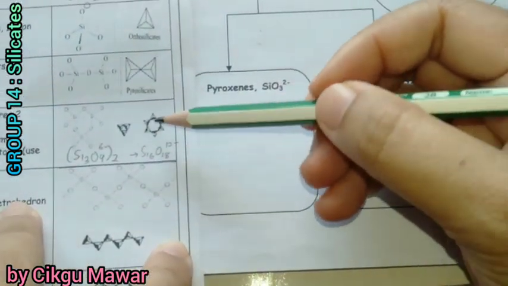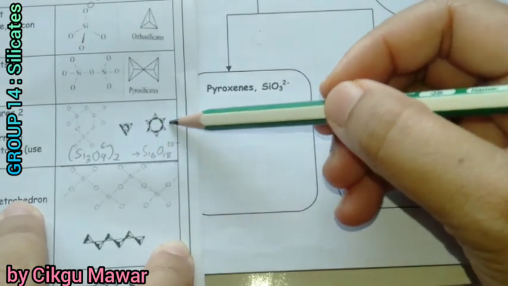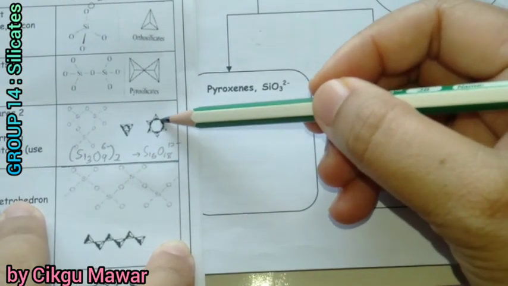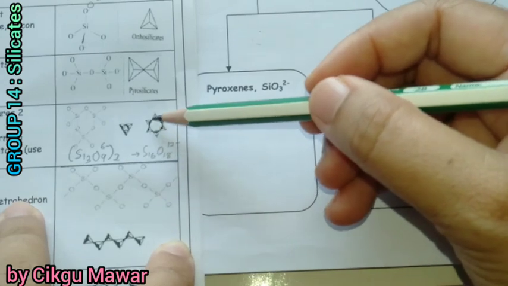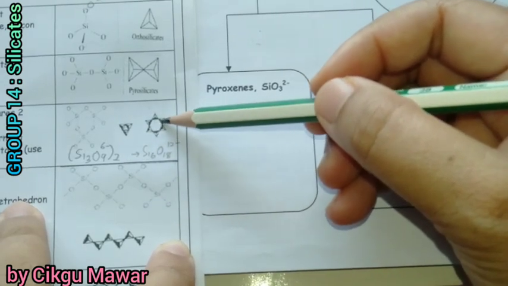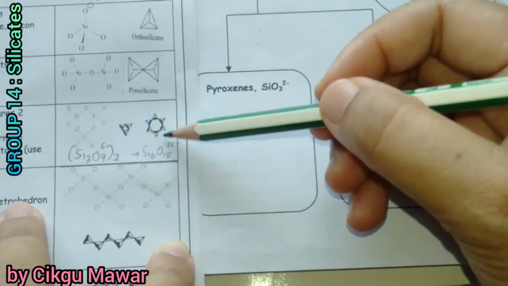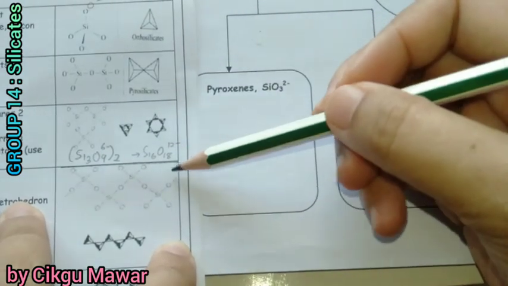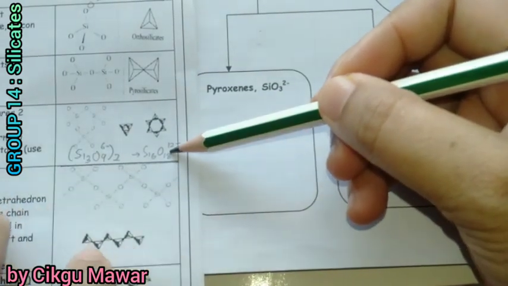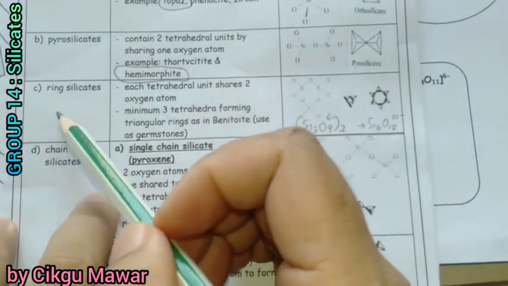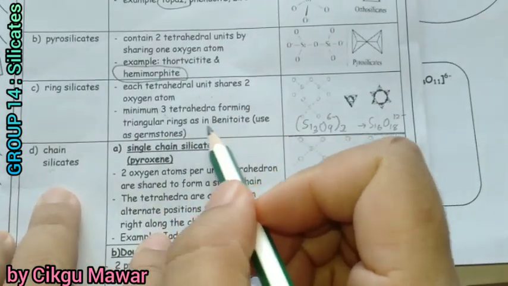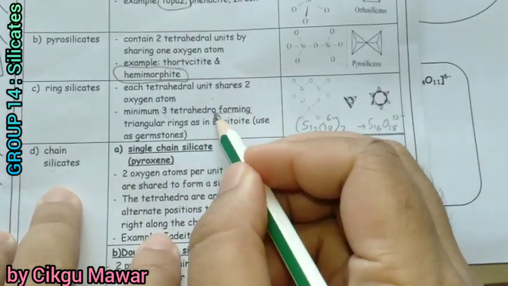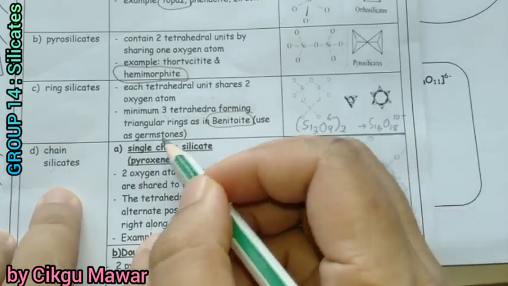For this part we form this kind of structure, in which silicon consists of 1, 2, 3, 4, 5 and 6 tetrahedral units. It will form like this. An example of ring silicate that you can memorize is benitoite, which is usually used as gemstones.